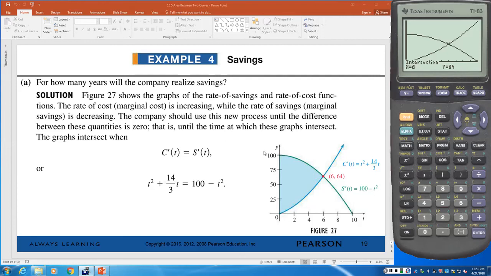So one reason we need the graph is to realize that S of t, which is 100 minus x squared, is our top function. Therefore, it comes first in the integration. And then x squared plus 14 over 3x is our bottom function, so it's going to be subtracted from S of t. It's going to be savings minus cost.